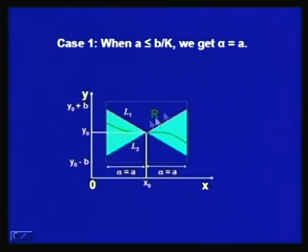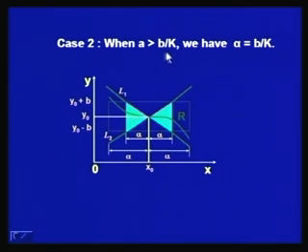So, here when α = a, the solution exists for all values of x in the interval x₀ − a to x₀ + a, and its slope is at least −k and at most +k, as it lies in the shaded region, which is bounded by the two lines having slopes −k and +k.